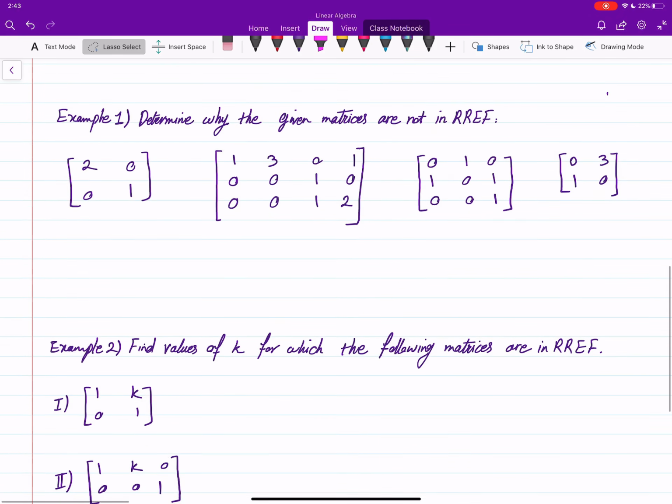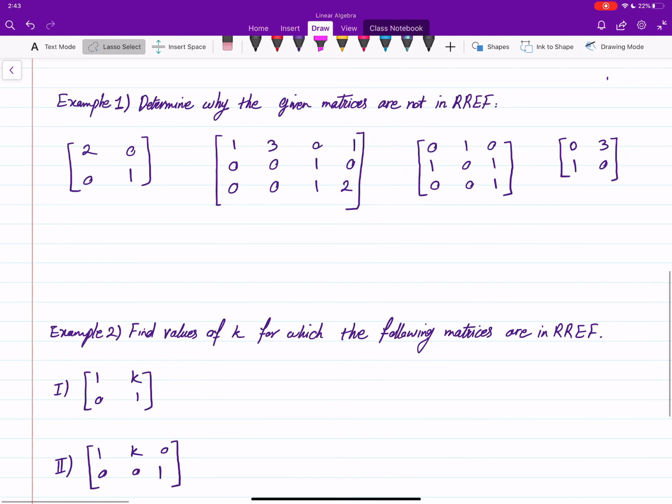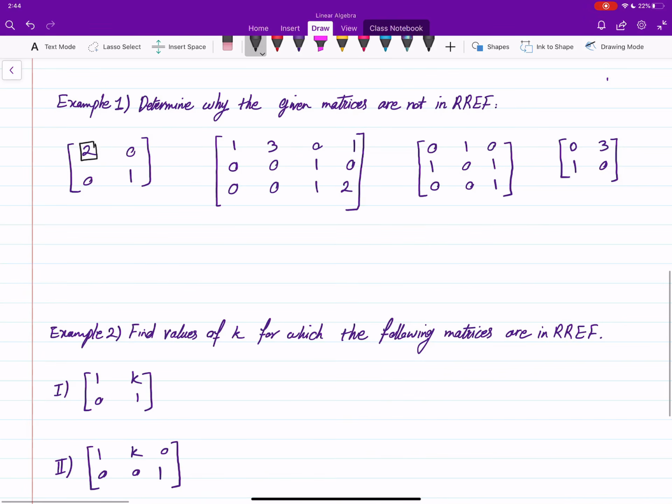Determine why the given matrices are not in row reduced echelon form. For the first one, the first row is non-zero, and what you notice right away is that the first row starts with a non-leading 1. So this is why it fails. It fails because of condition 2. The other things are all right, but condition 2 fails.